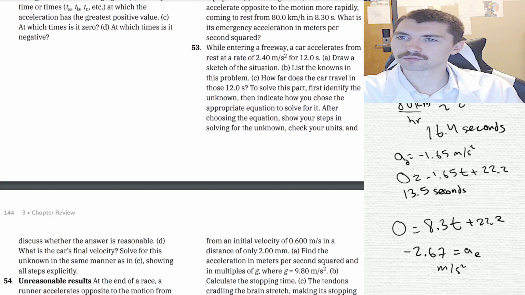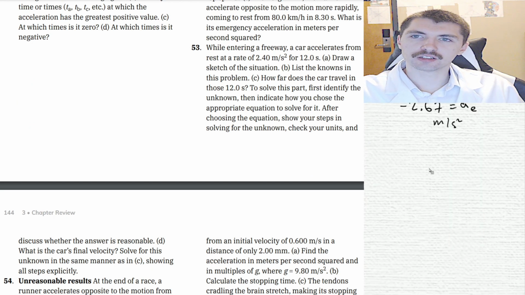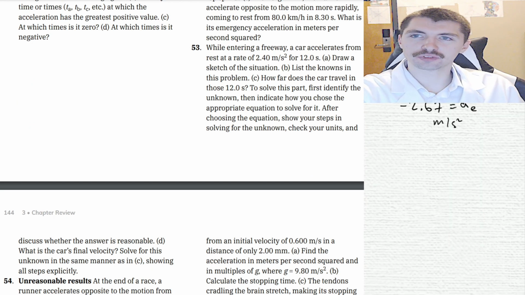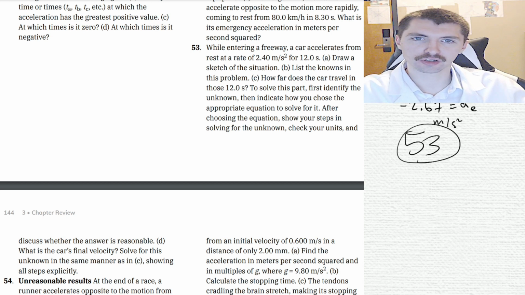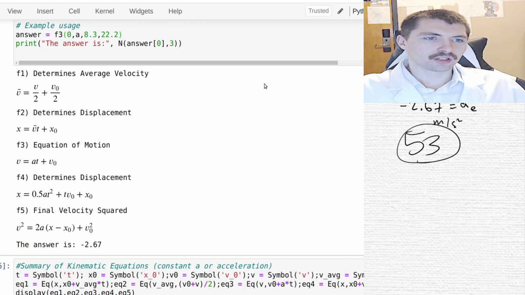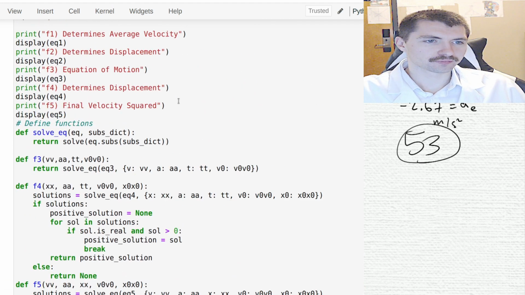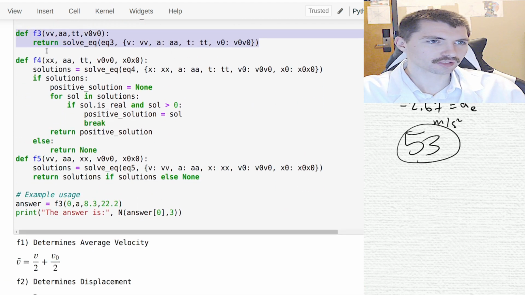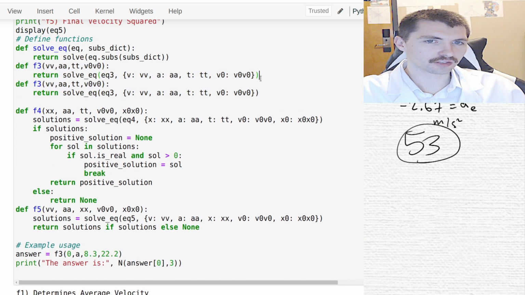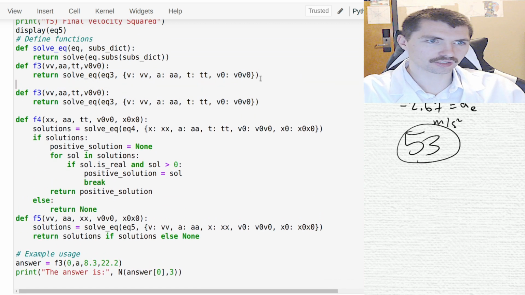All right. I guess we'll pick up on 53 next time. We're about out of time here. I guess while I'm here, I can go ahead and add these other two. They're kind of simple.